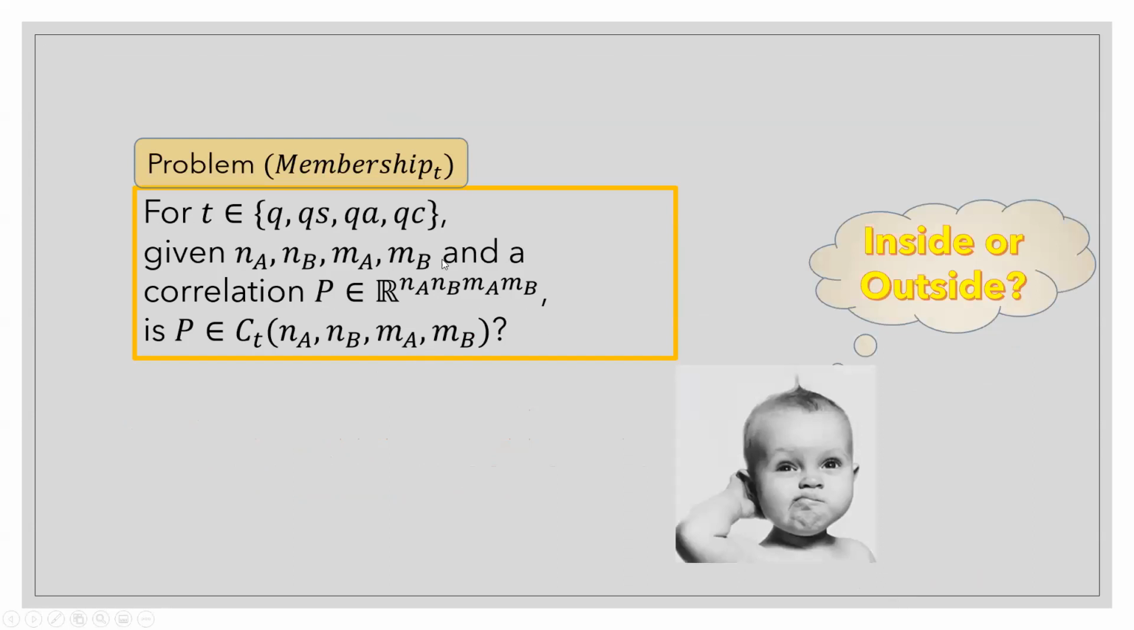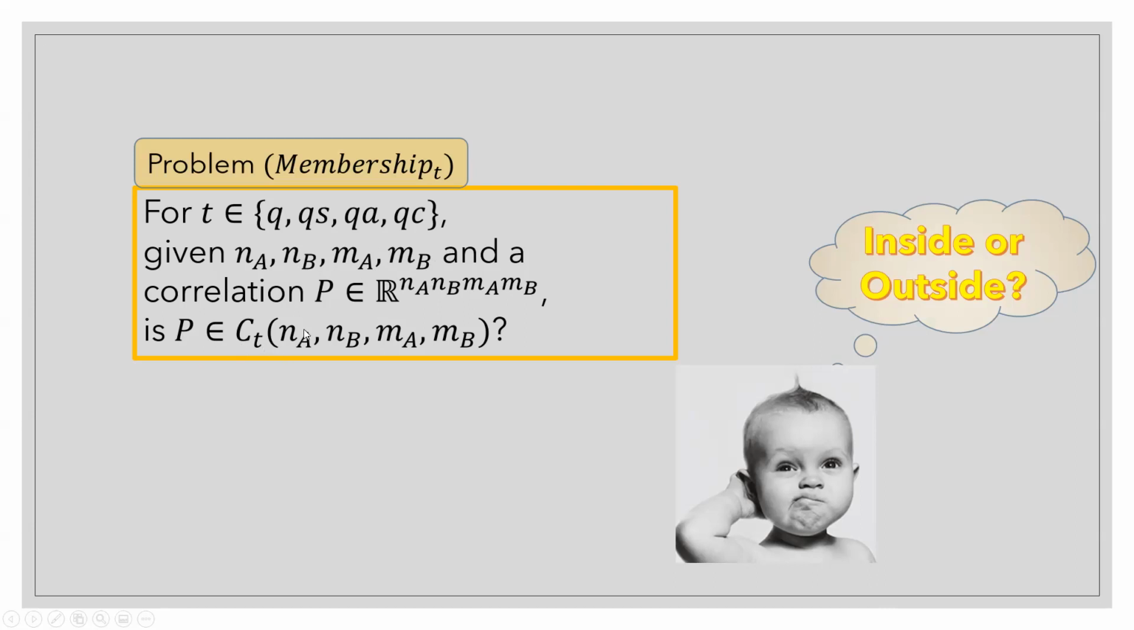Namely, we would like to study the membership sub T problem for T in the set Q, QS, QA, and QC. In this problem, you are given four numbers, NA, NB, MA, and MB, which will specify the size of a correlation, and a correlation P of this particular size. Your task is to determine if this correlation P is in the set C sub T or not.